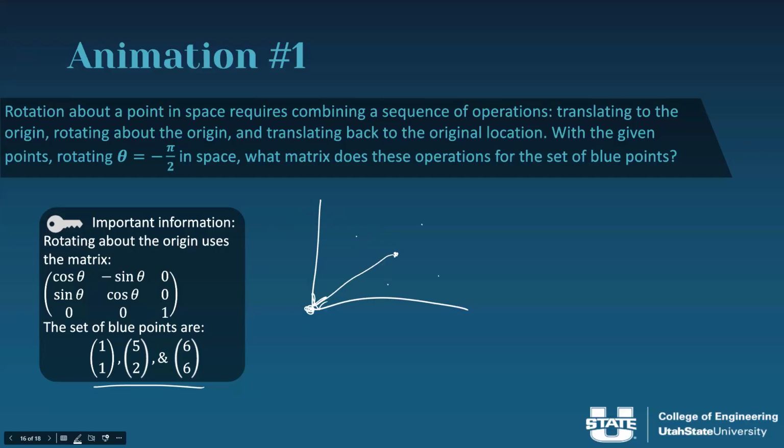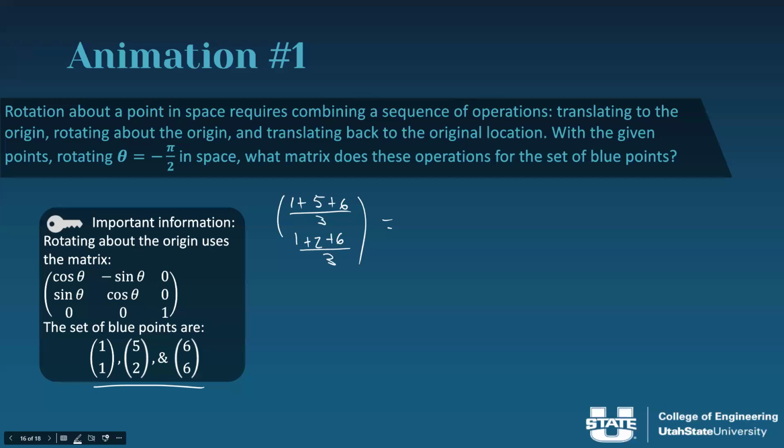But to know how much we need to move the center to get it to the origin, first we need to know where our center is, right? So the first thing we're going to do is average all of these points so we know what the center is between them. We'll take our x is going to be 1 plus 5 plus 6 over 3, and then our y is going to be 1 plus 2 plus 6 over 3. And that'll give us the x and y coordinates of the center of all of these points, right?